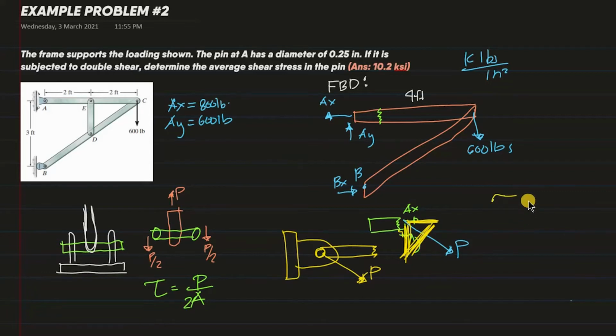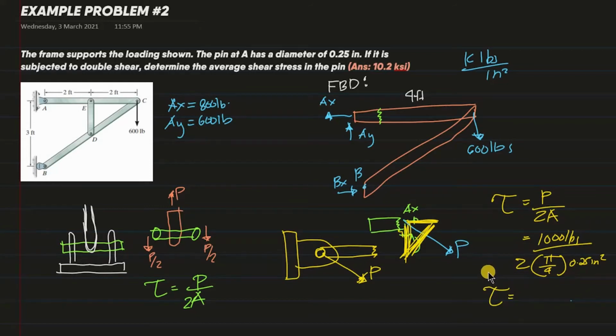Thus, our shearing force is equal to P over 2A. Kasi nga, naka-double shear siya. Ang value ng ating P is equal to 1,000 pounds. Sinolve natin yun kanina. Ang value ng ating 2A, mga bis, 2 times the area. Ang area, it has a diameter of 0.25 inches. So, that's pi over 4 times 0.25 inches squared. Thus, our shearing stress, mga bis, we have an answer of 10,185.92 PSI. Kasi nga, pounds per square inch.